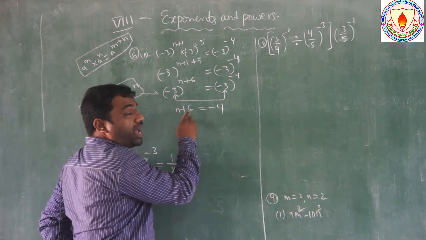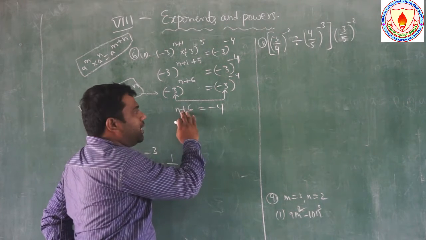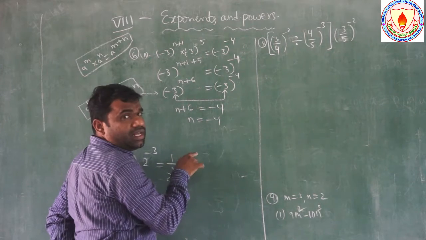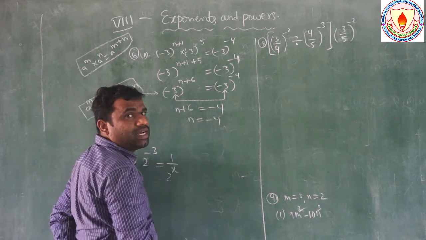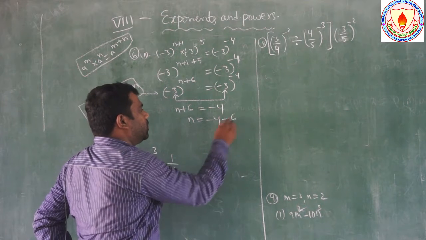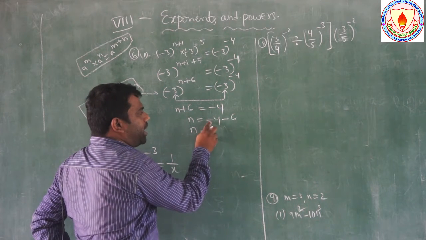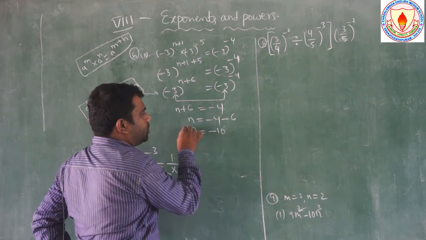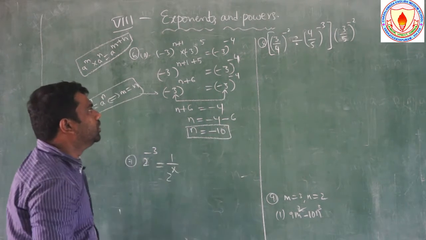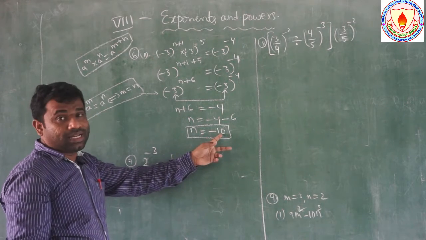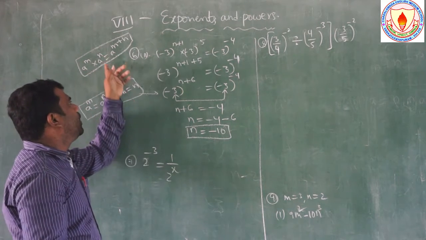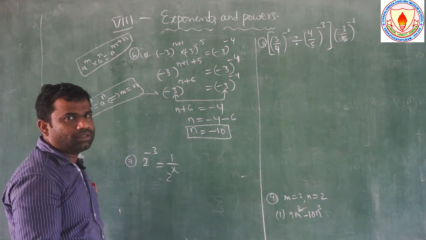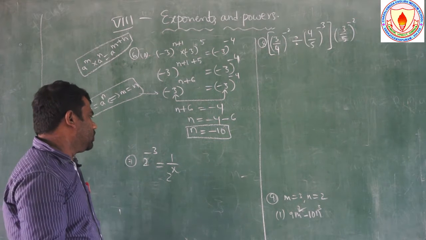Here plus 6 transpose to the right hand side. Here plus, there minus. So n is equals to minus 4 already there, and plus 6 transposed to the right hand side is minus 6. So n is equals to minus 4 minus 6, minus 10. So n is equals to minus 10, answer. By using these two formulas, we calculate the n value. Okay? Next, coming to the 7th problem.